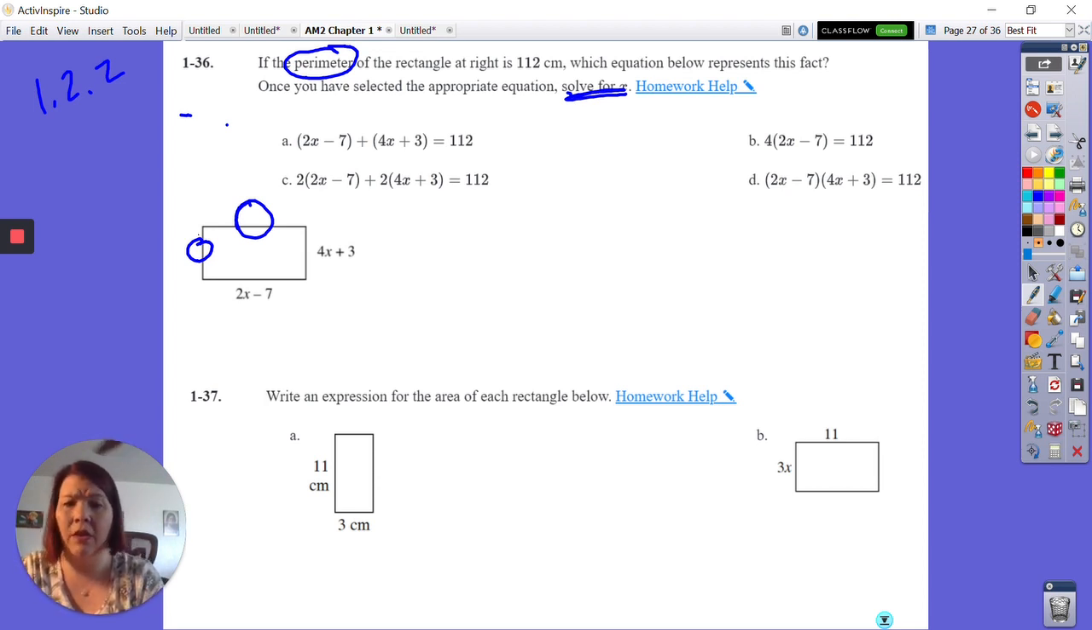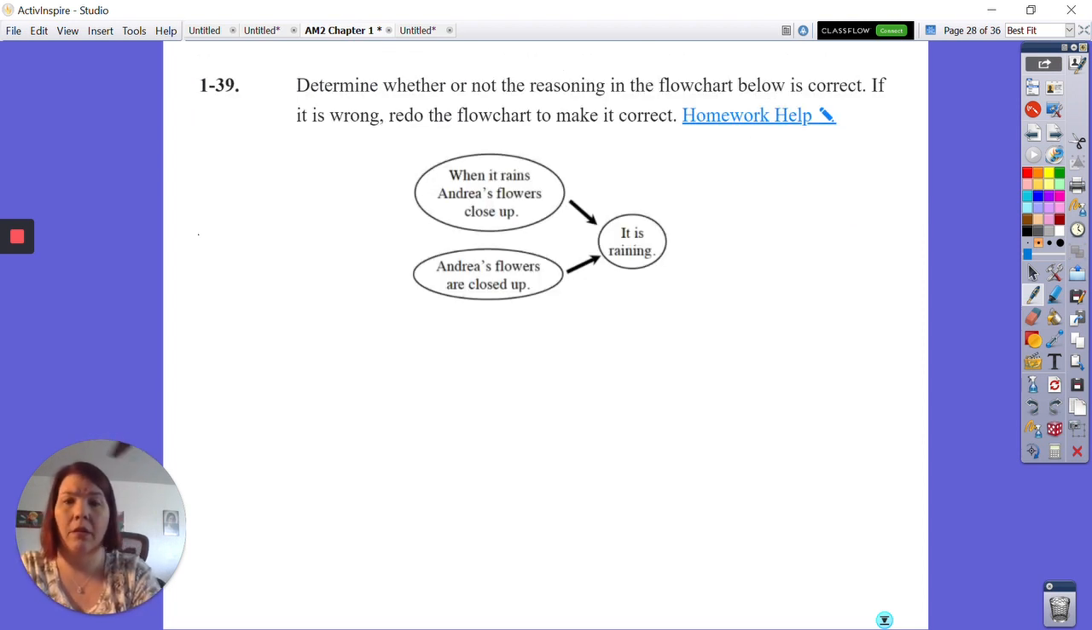Question 37 is write the expression for the area of the rectangle. I don't think you need any hints for that. Be aware that B will have a letter in it. Just figure out what the area is. Length times width. So this is the one I really wanted to talk about.